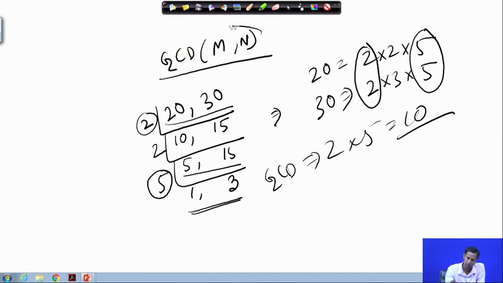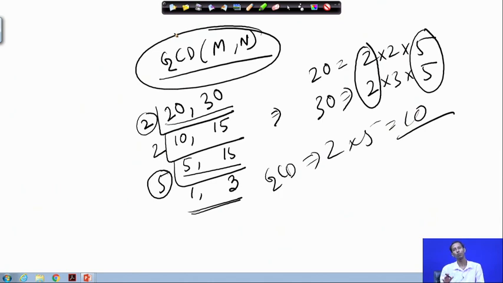So, I have to implement the circuit which will take the values of m and n and produce the GCD of them. So, how can I do that?